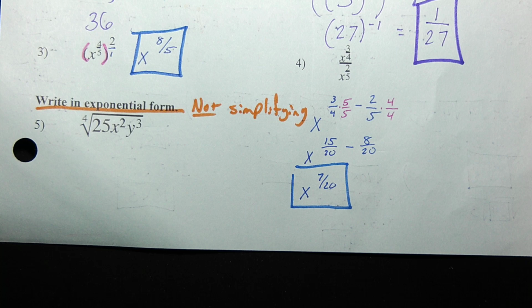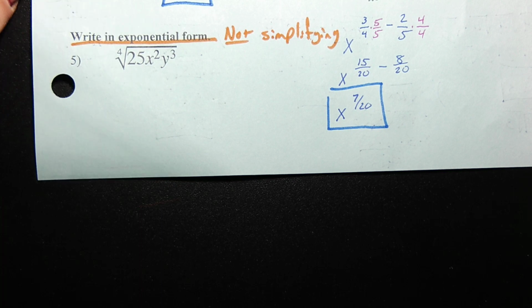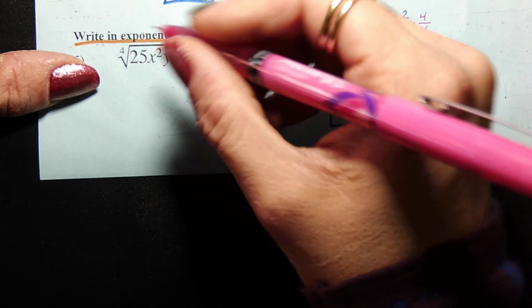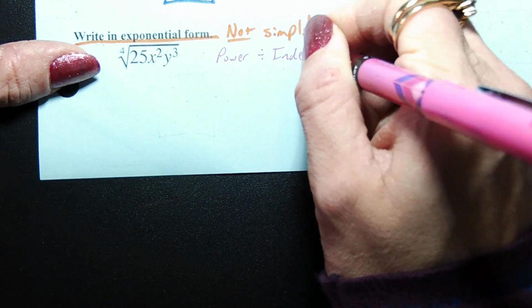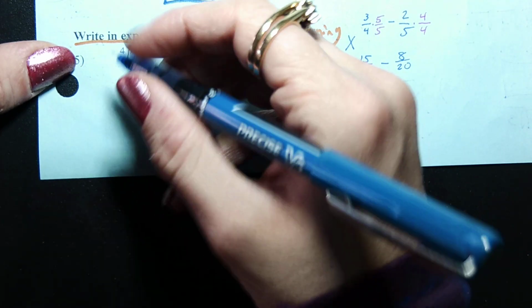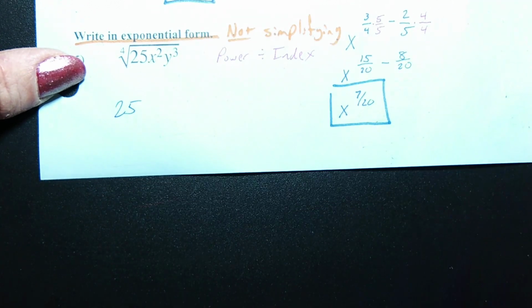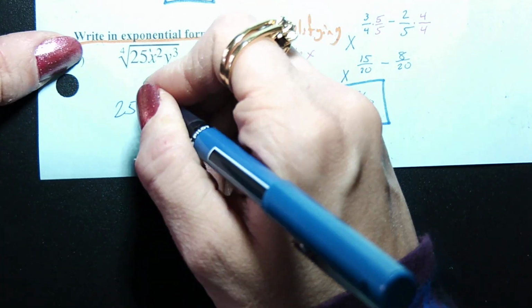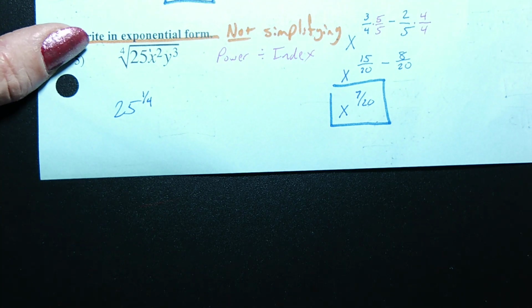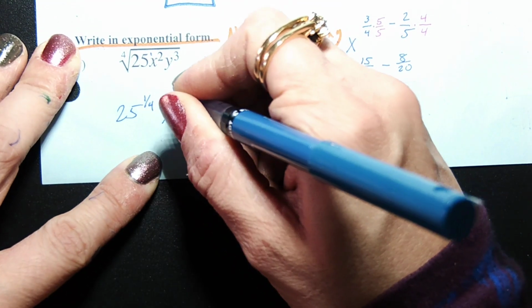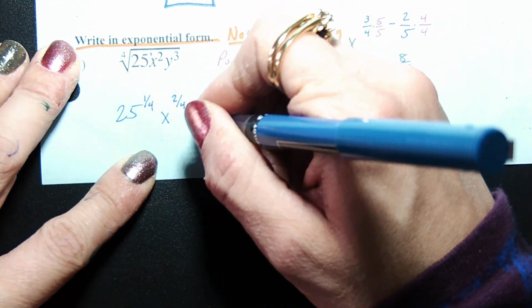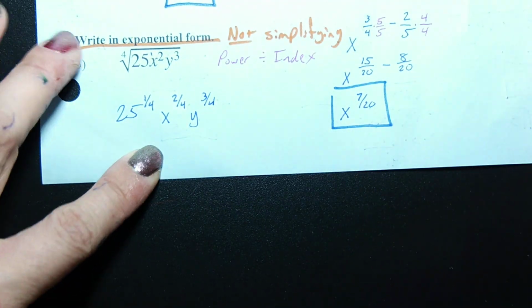But even if it could, what we are trying to do is rewrite this. So how do I rewrite going from radical form to exponential form? Power divided by index. So this would be 25 to what power? The power of 25 is 1, and the index of the radical is 4. So taking the 4th root of 25 is the same as taking 25 to the 1/4 power. And then x to the 2/4 and y to the 3/4.